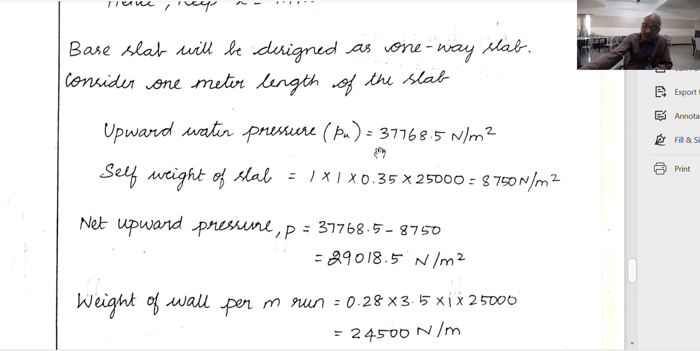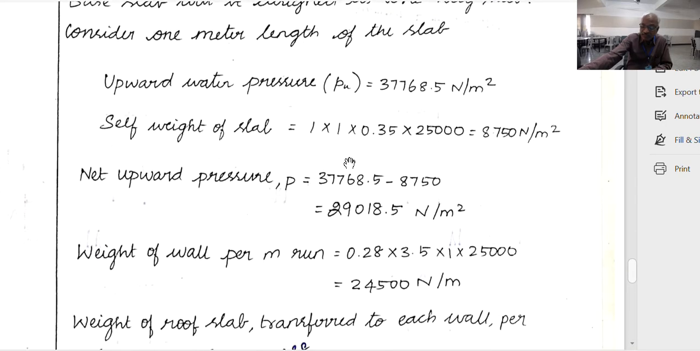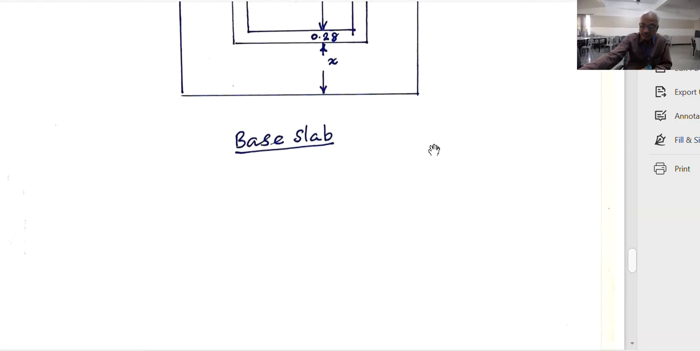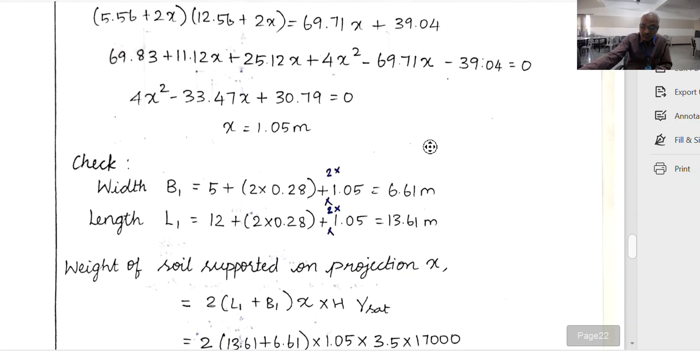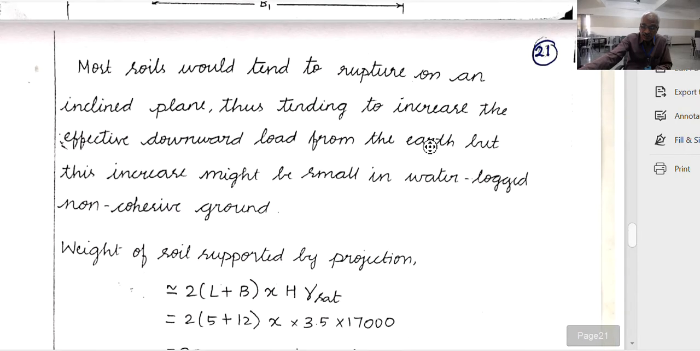So that is the pressure already calculated at the beginning of the problem, that is, the design of the base slab. So this is given. Self weight of slab is 1 into 1, we are calculating these values per square meter, into 0.35 into this thing. So this is the upward pressure, and this is the downward pressure. For your verification, we'll just go back.